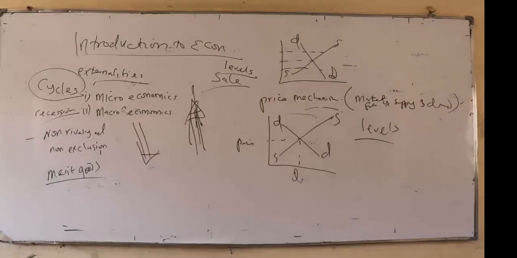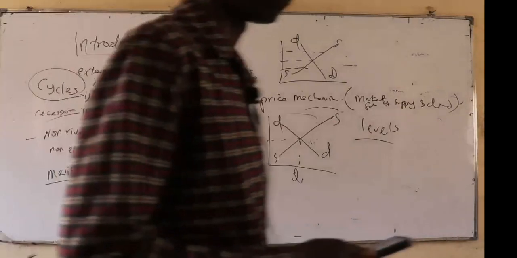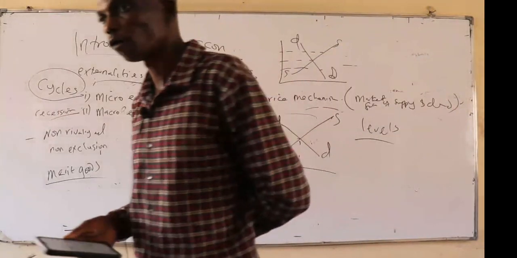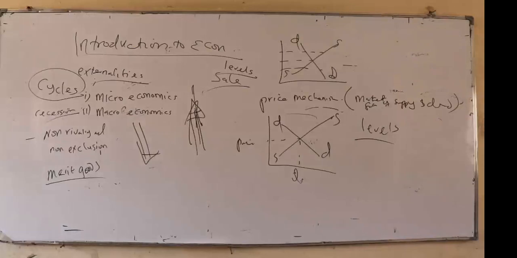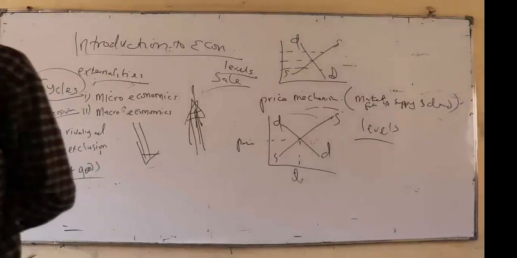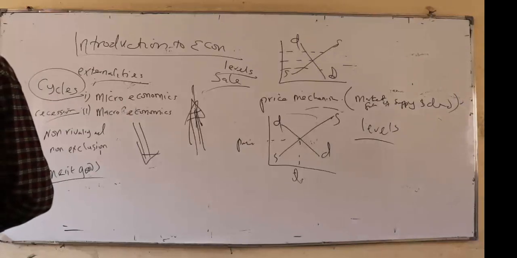The government encourages the consumption of such goods through provision of subsidies. So remember now, if you're told to differentiate between public and merit goods, you should be in a position to clearly distinguish the two. So I've said there's adequate provision for those.